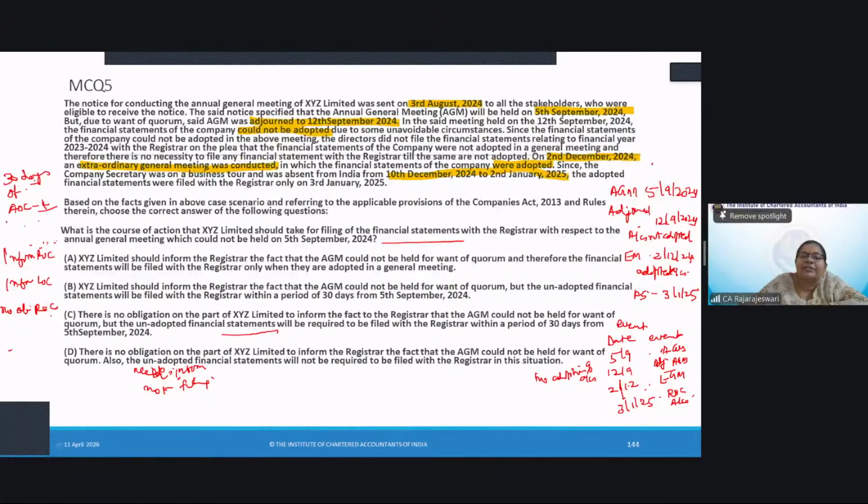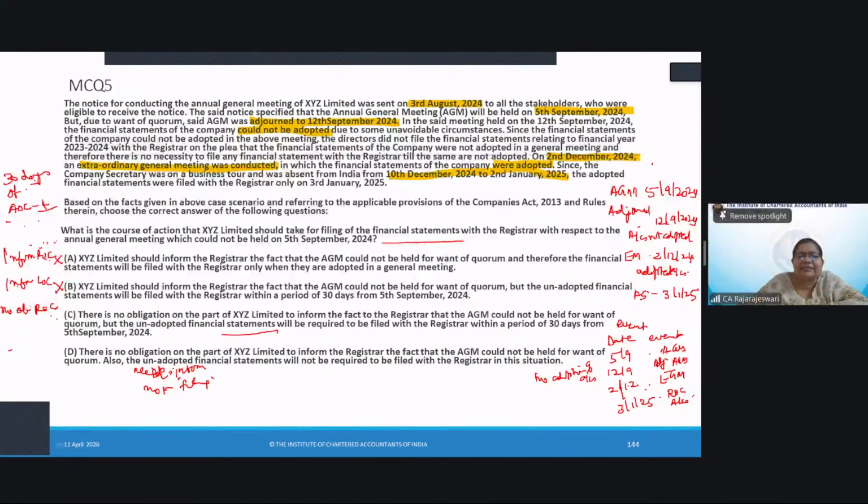Your non-compliance will arise. But nowhere has it been mentioned that if the meeting could not be held due to want of quorum, the registrar should be informed. So A and B will not come. There is no obligation on the part of the company to inform the registrar about each and everything. It could be adjourned. You are not able to hold the annual general meeting because quorum is not there. So A and B will not be applicable.